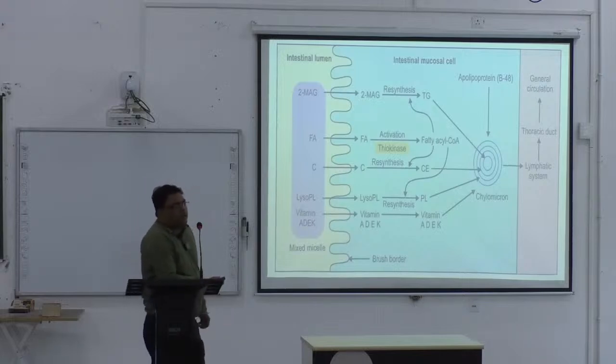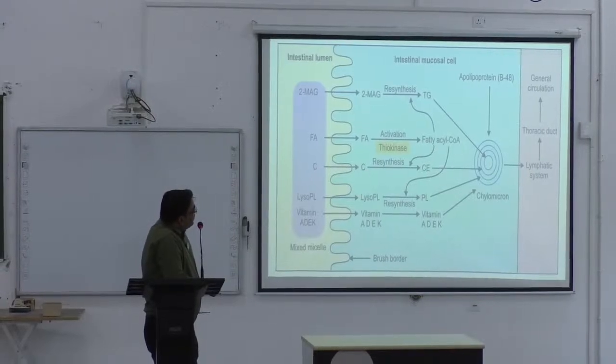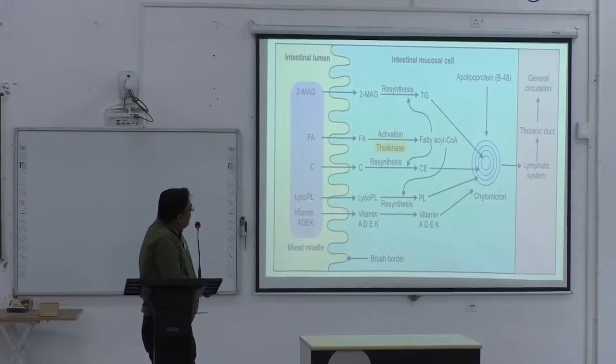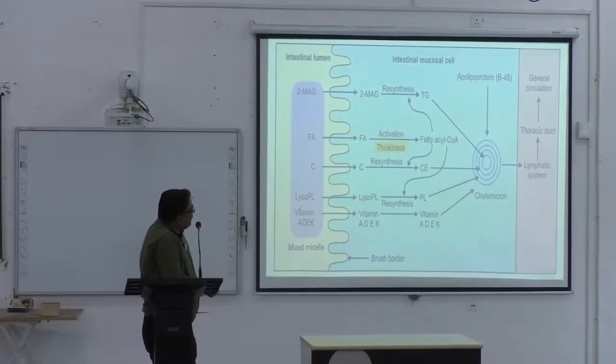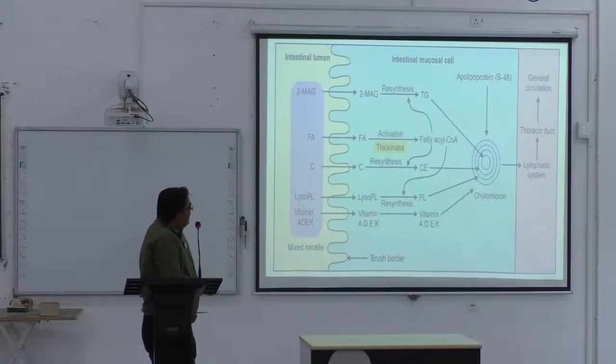Another name of thiokinase is acyl-CoA synthetase. Okay, so TG forms: the fatty acid enters this intestinal mucosal cell and forms fatty acyl-CoA. Cholesterol enters and forms cholesterol ester. Lysophospholipid forms phospholipids. And vitamins A, D, E, K, because they are fat soluble vitamins, enter this intestinal mucosal cell and form again the same A, D, E, K.